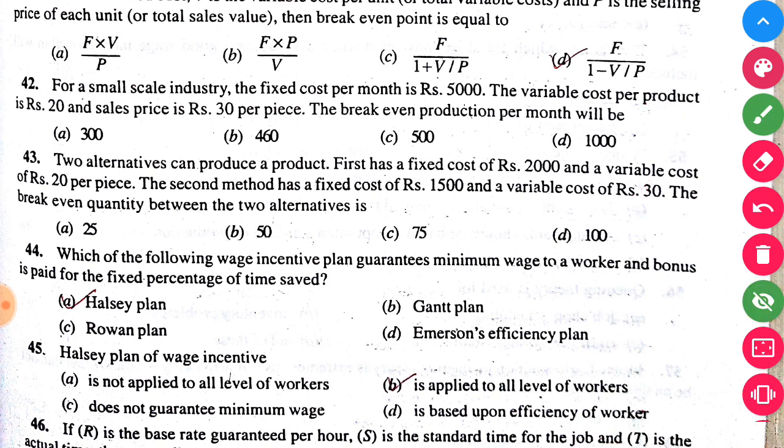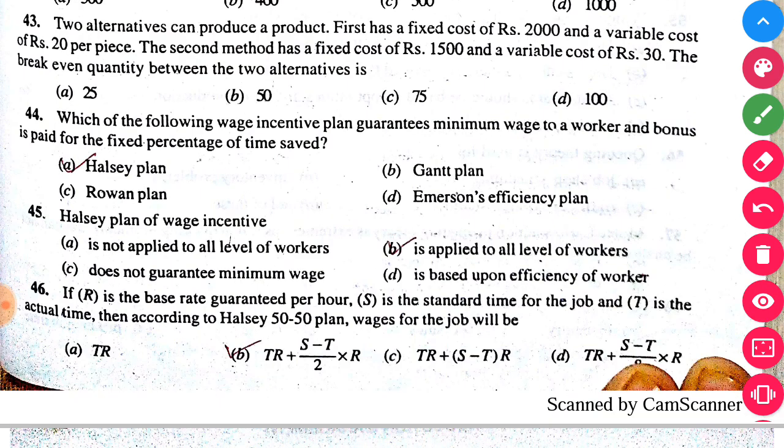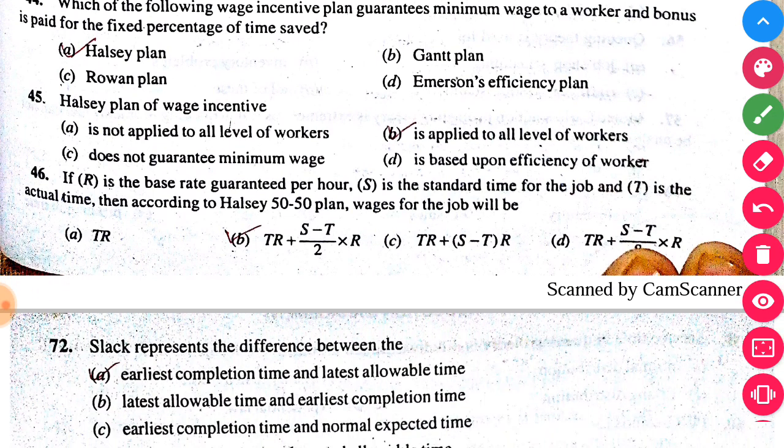Which of the following wage incentive plans guarantees minimum wages to the worker and bonus is paid for a fixed percentage of the time saved? That is the Halsey plan. In the Halsey plan, minimum wages are guaranteed to the worker and bonus is paid for a fixed percentage of the time. The Halsey plan for wage incentives is applied for all of the workers.